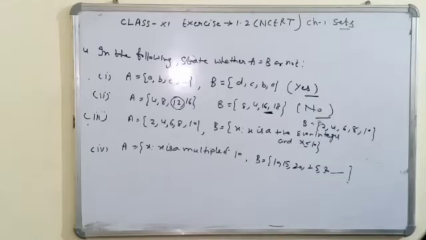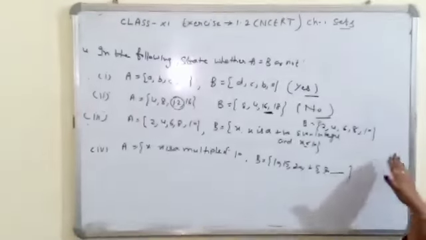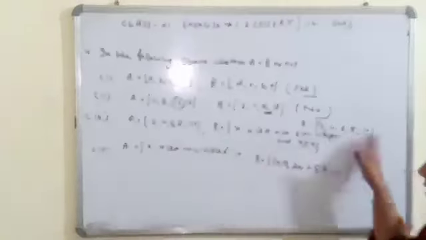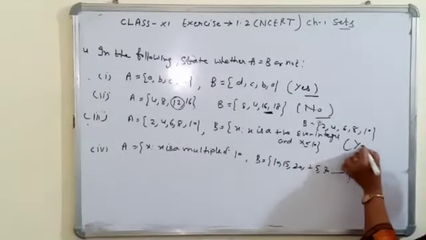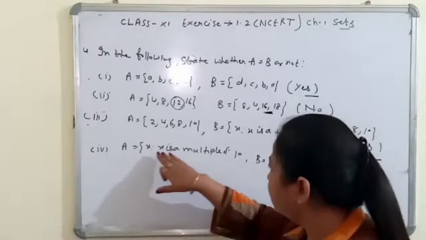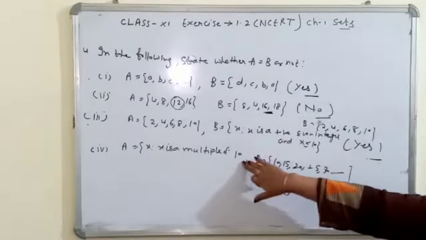So you can see every element of set A is present in set B and every element of set B is also present in set A. So these are equal sets. Yes. Question number 4. A is x such that x is a multiple of 10.